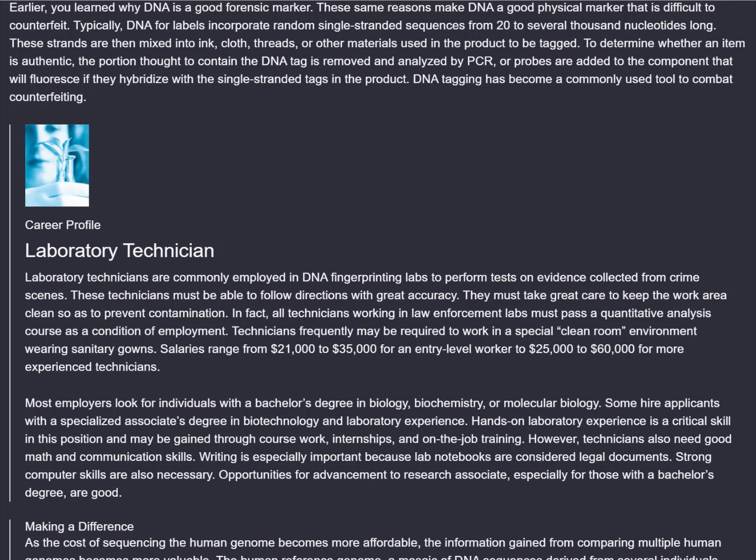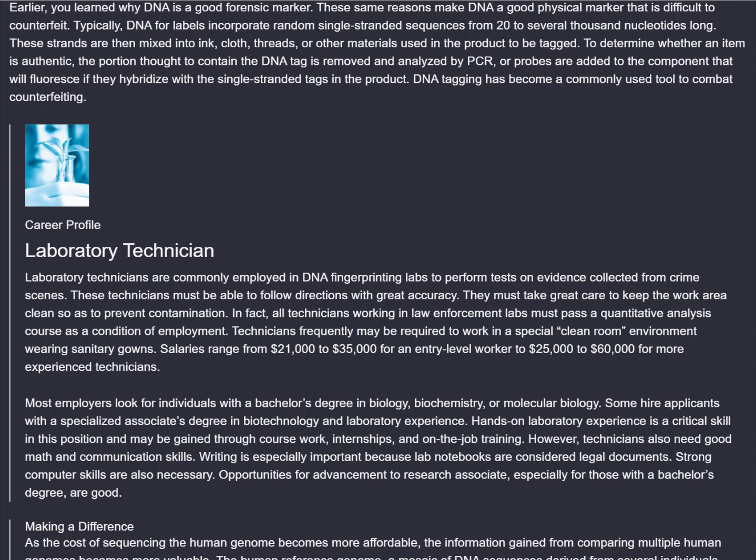Earlier, you learned why DNA is a good forensic marker. These same reasons make DNA a good physical marker that is difficult to counterfeit. Typically, DNA for labels incorporate random single-stranded sequences from 20 to several thousand nucleotides long. These strands are then mixed into ink, cloth, threads, or other materials used in the product to be tagged.